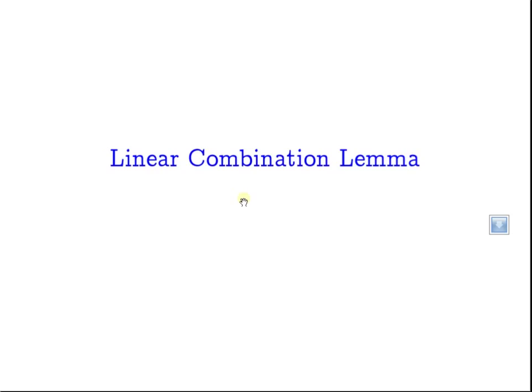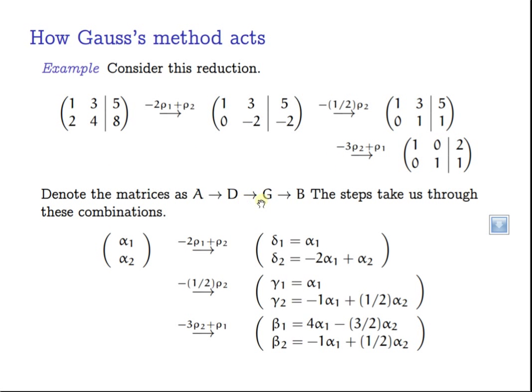We're going to prove this by proving various facts about linear combinations. Right? So think about how Gauss's method works. Whenever we do one of these row operations, we're actually taking linear combinations of the rows of the matrix. So for instance, going from here, I'm taking this linear combination of row 1 and row 2. Okay. So we can represent this just by considering the rows of the matrix. So alpha 1 and alpha 2 represent the two rows of this matrix.